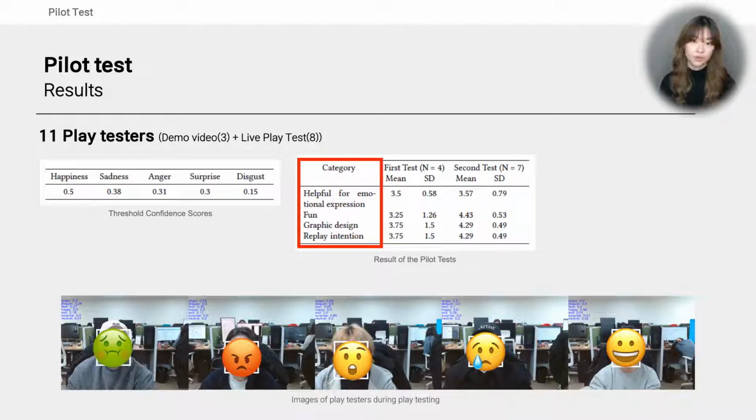However, some emotions are rarely expressed in daily life, so disgust cannot be fully natural to players. So we set the threshold of each emotion before the pilot test. A total of 11 participants aged 17 to 22 participated and did our playtest. As you can see in the table, we got positive feedback in 4 total categories.